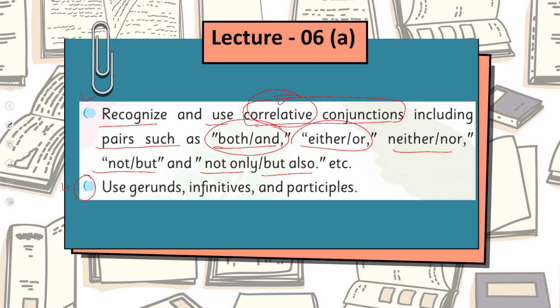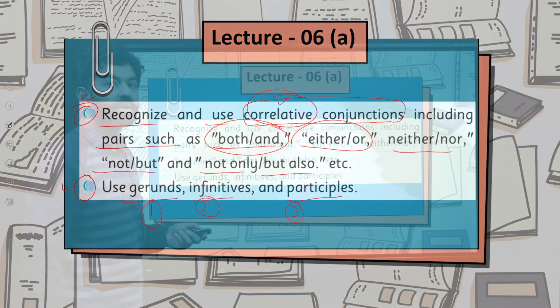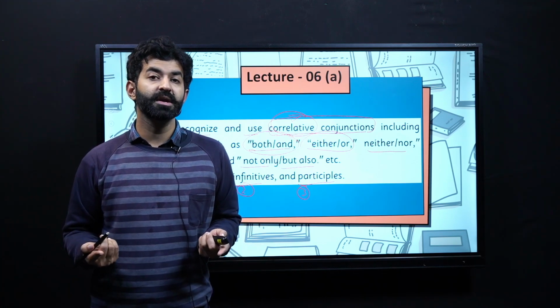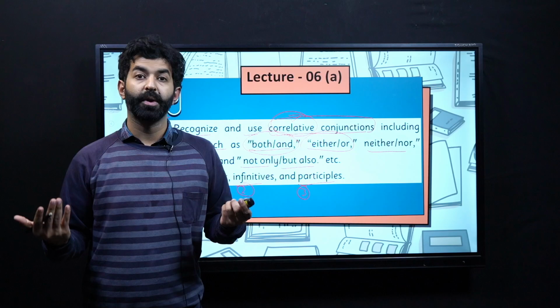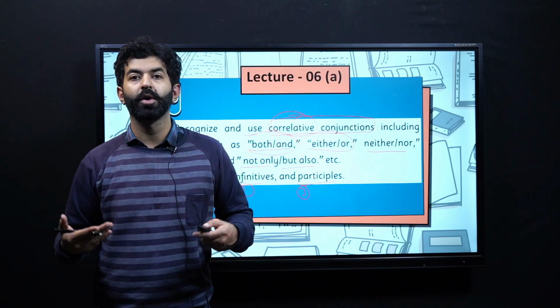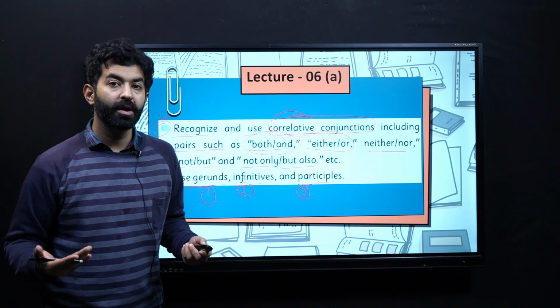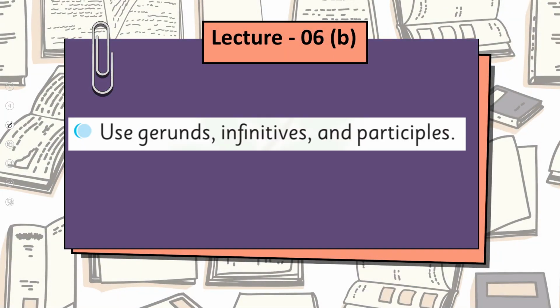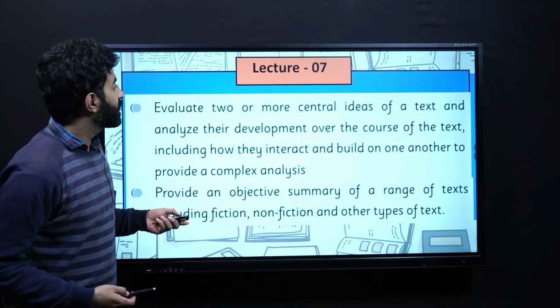And the second SLO here, paired up, is use gerunds, infinitives, and participles. Three things: gerunds, infinitives, and participles. Very important things to understand. So we will differentiate between these things. What is a gerund? What is a participle? What is a present participle? What is a past participle? And what are infinitives? So we will learn about that.